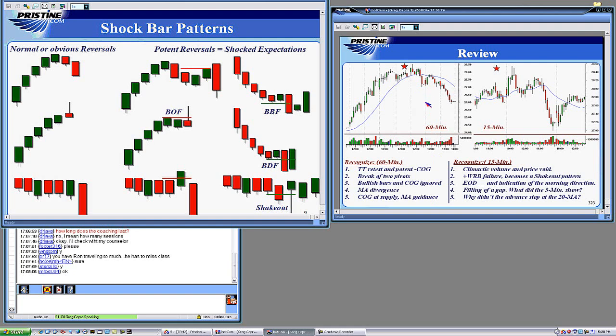There was a strong move down. Bullish bars. Changing of the guard ignored. Right there, a little buy setup that failed. Moving average divergence right at the high. Changing of the guard with our 20 MA right here.